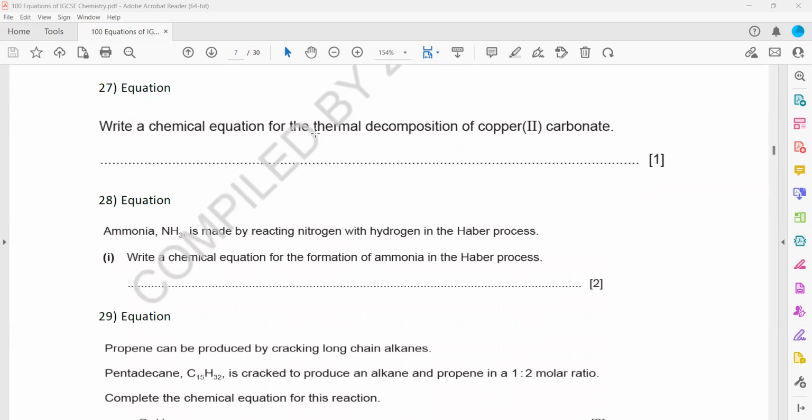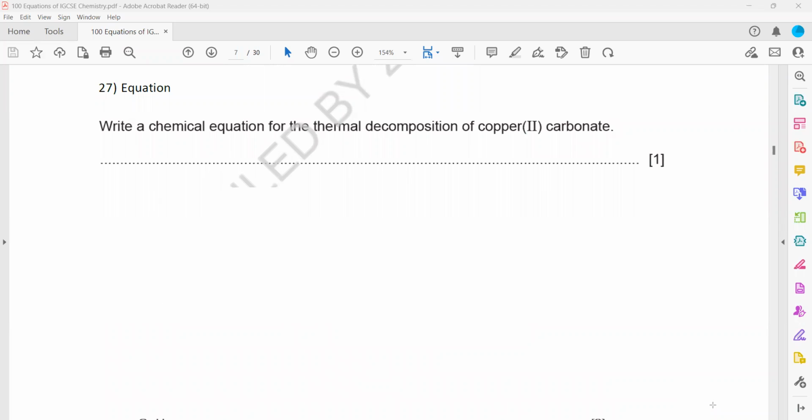27, write a chemical equation for thermal decomposition of copper 2 carbonate. If you decompose copper 2 carbonate, what will be the product? You can use your mic, chat, or screen annotation to answer. First, writing a correct formula: copper 2 means copper valency is +2 and carbonate is CO3 2-. So copper carbonate will be CuCO3.